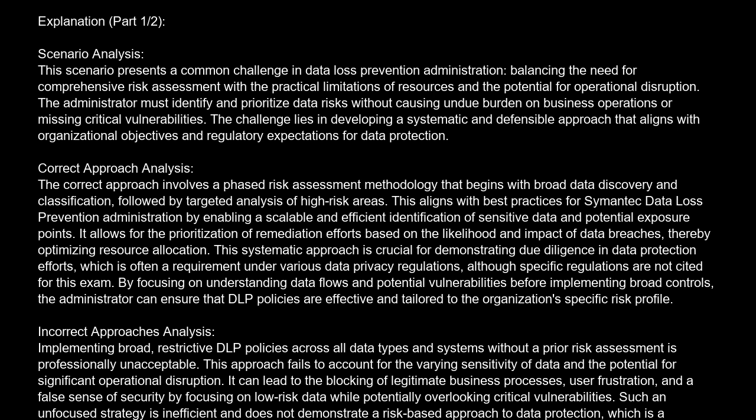Incorrect approaches analysis. Implementing broad, restrictive DLP policies across all data types and systems without a prior risk assessment is professionally unacceptable. This approach fails to account for the varying sensitivity of data and the potential for significant operational disruption. It can lead to the blocking of legitimate business processes, user frustration, and a false sense of security by focusing on low-risk data while potentially overlooking critical vulnerabilities. Such an unfocused strategy is inefficient and does not demonstrate a risk-based approach to data protection, which is a cornerstone of effective compliance and security programs.